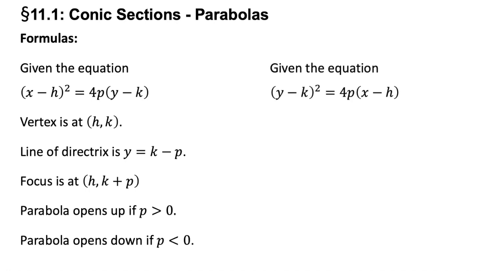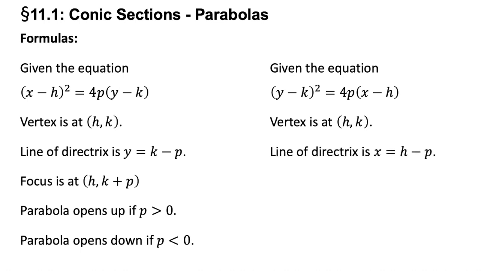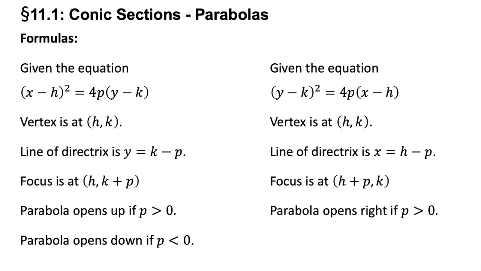On the other hand, if the parabola is of the form (y minus k) squared equals 4p(x minus h), the vertex is still at (h, k), the directrix is x equals h minus p, and the focus is (h plus p, k). If p is positive, parabola opens right, and if p is negative, parabola opens left.